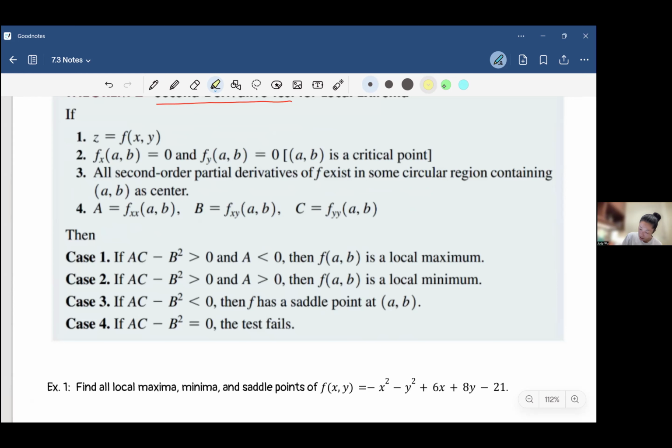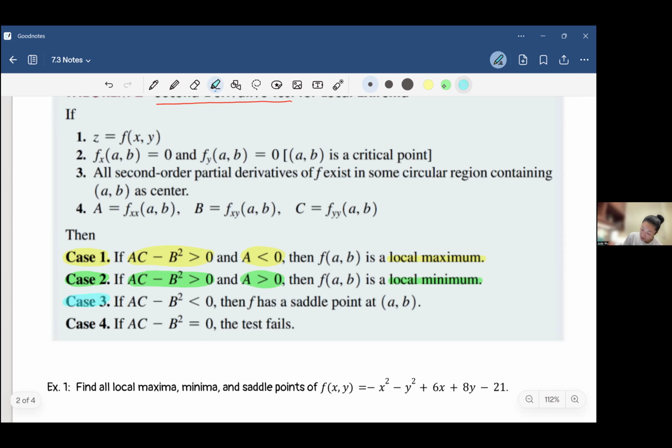Okay, so case 1: we find our second partials, plug them into a formula, and we get that it's greater than 0, and our A, which happens to be our fxx, is less than 0, then we have a local maximum. But in case number 2, if that formula is greater than 0, but our fxx is greater than 0, then it turns out we have a local minimum. I'll show you how to use that formula.